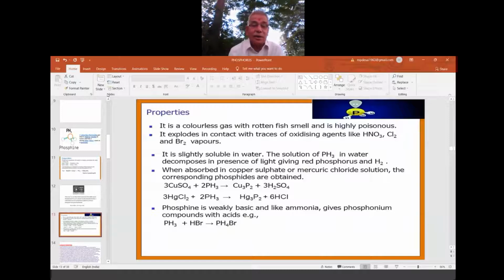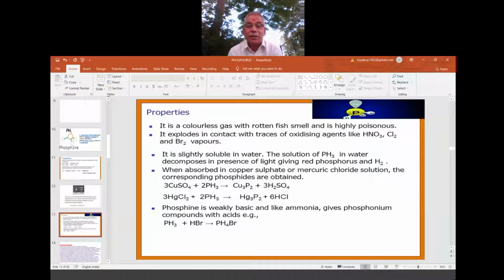As I said, it is highly reactive. It is colorless and explodes when it comes in contact with oxidizing agents, because it wants to burn immediately. Even with normal oxidizing agents in contact, it burns. That's why we have a vortex of smoke in the laboratory. It is slightly soluble in water, but PH3 in water decomposes in the presence of sunlight, that is hν, a photochemical reaction, giving red P and H2. This is a property of PH3, and it becomes a method of preparation for red phosphorus.